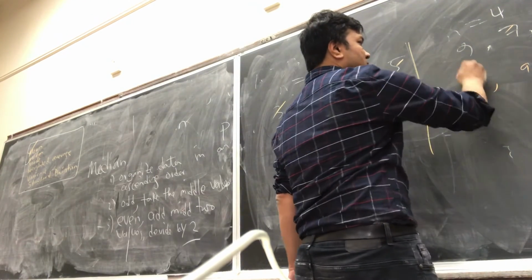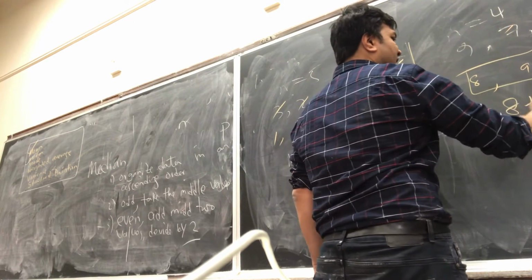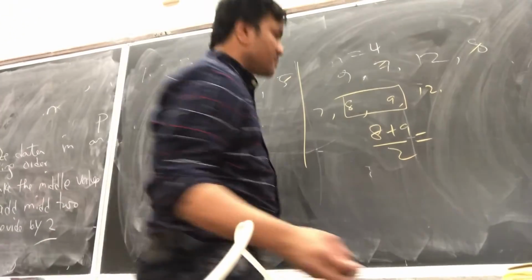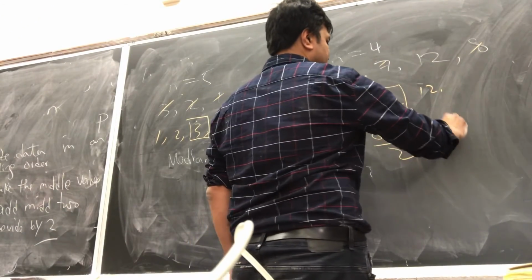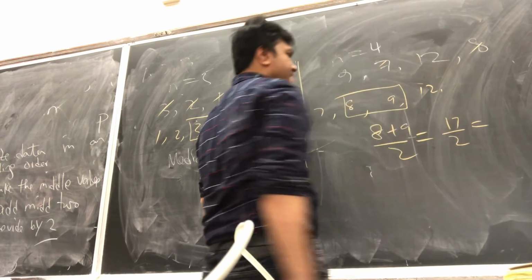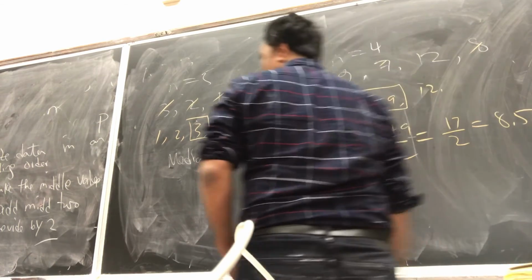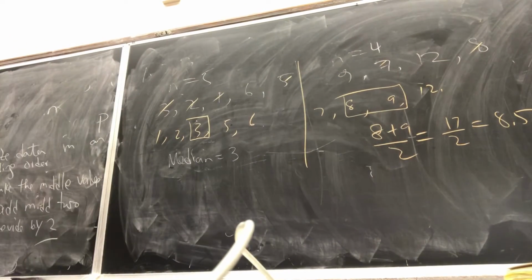So 8 plus 9 divided by 2, and how much is that? 17 over 2, 8.5. So 8.5. Does that median make sense? Median makes sense, right? That's all it can be.